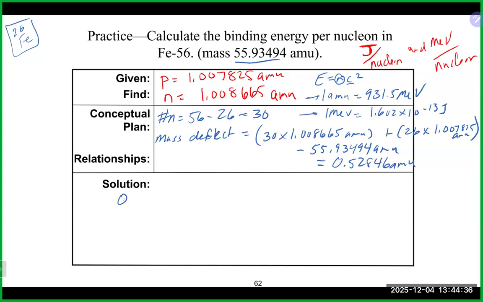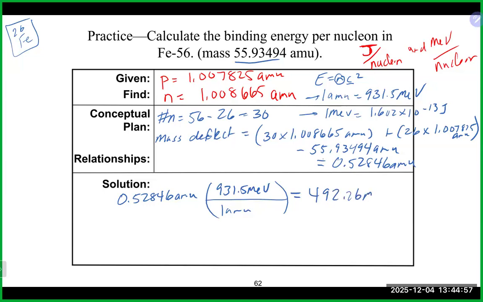So we'll go 0.52846 AMU, and 1 AMU is 931.5 mega electron volts. That's going to get us about 492.26 mega electron volts. We do want it per nucleon, so we're going to divide by the mass number, which is the number of nucleons, our protons and neutrons. We'll go 56 on that, and that's going to get us basically 8.790 mega electron volts per nucleon in that case.